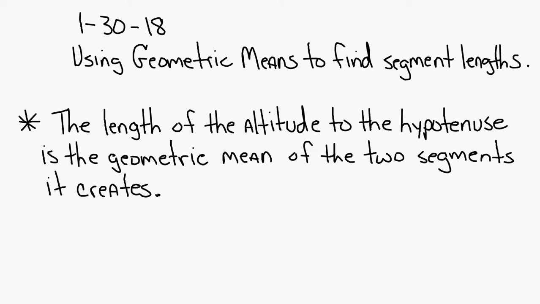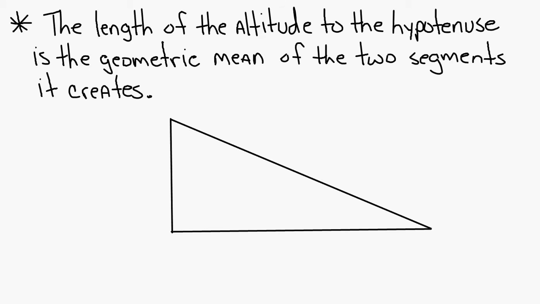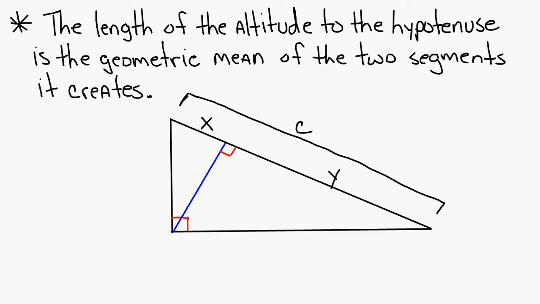So in a right triangle, this blue segment that goes to the hypotenuse, the altitude to the hypotenuse, it creates another 90-degree angle. But it also creates two segments of the hypotenuse. And we're going to call this one X and this one Y. The entire hypotenuse we'll call C. The altitude will be H. The left leg of the original triangle is A, and the bottom leg is B.